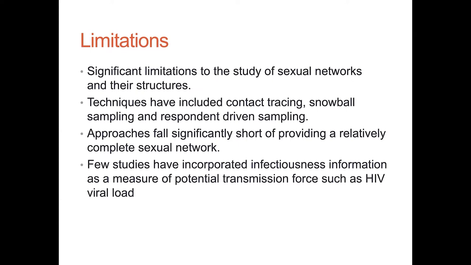And although each of these approaches is useful, often they fall significantly short of providing a relatively complete image of the network. Often the missing links are informative links. They're either anonymous or casual sex partners, or they represent individuals that may have a greater mistrust of government institutions and health departments and less reliable locating information. And indeed, many of these studies have also not included a measure of infectiousness, a term that I think was coined by the Colorado Springs group: force of infectivity. So they haven't often incorporated the idea of the force and activity of a transmission network.